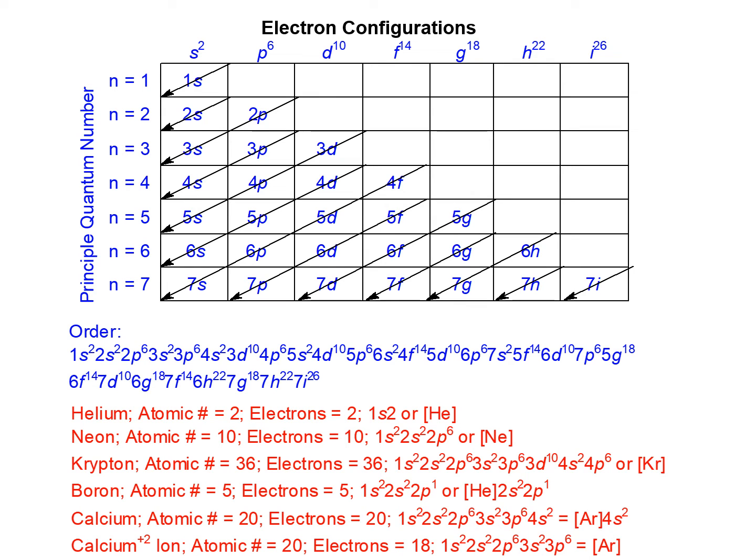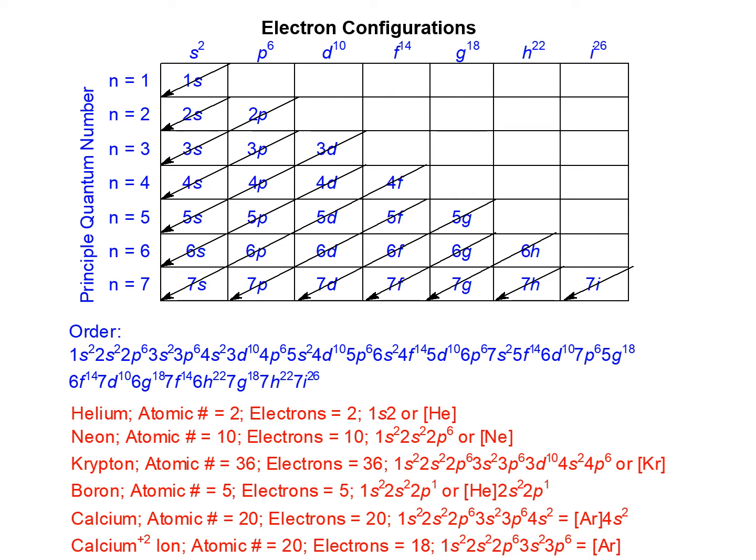So how does electron configuration work, how do we know the order? Well, this chart shows that if you follow the arrows, you can get the order of 1s2, 2s2, 2p6, 3s2, 3p6, 4s2, 3d10, 4p6, and so on. So if we look at helium, the atomic number on the periodic table is 2. That means there are 2 electrons. So if we fill up the orbitals, we get 1s2, or helium.